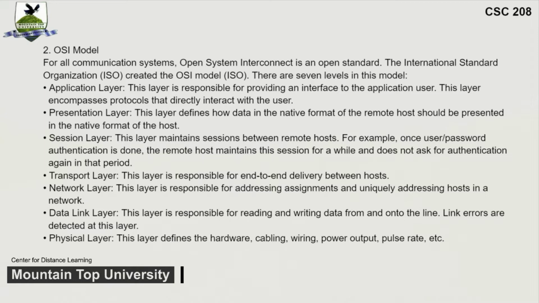Transport layer. This layer is responsible for end-to-end delivery between hosts. Network layer. This layer is responsible for addressing assignments and uniquely addressing hosts in a network. Data link layer. This layer is responsible for reading and writing data from and onto the line. Link errors are detected at this layer. Physical layer. This layer defines the hardware, cabling, wiring, power output, pulse rate, etc.